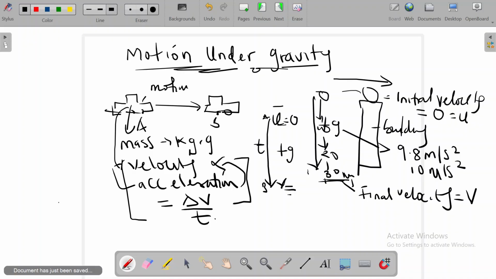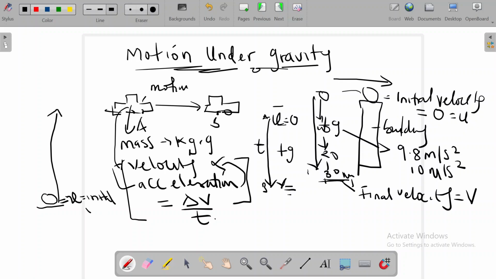Also, an object can move upward, but if the object is moving upward, a force is required or a velocity is required to make it move upward. What do I mean? So if there's a football, for instance, on the floor, this football cannot just automatically move upward. You need a velocity to make it go upward. This velocity is also called initial velocity.